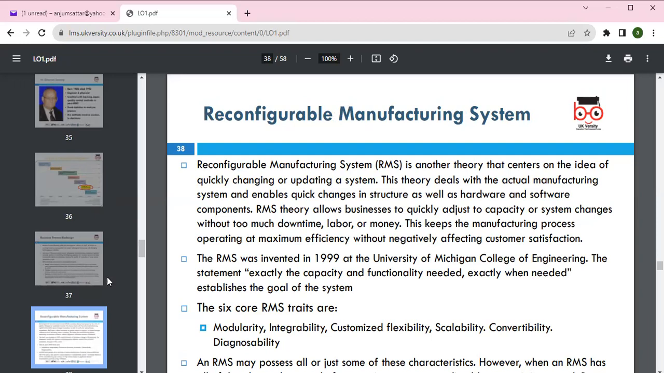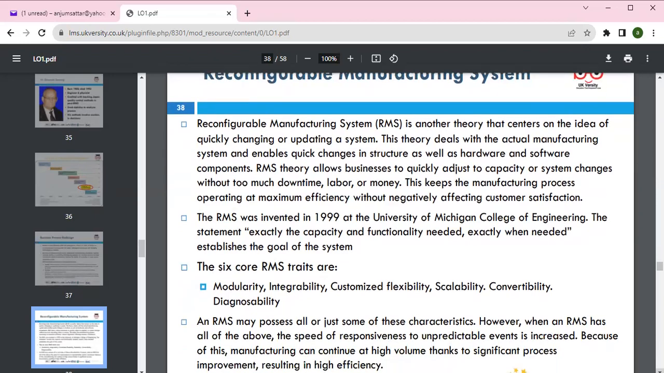We need to look around six core things within this model: modularity, interchangeability, customized flexibility, scalability, convertibility, and organizability. That's what we need to look around to make our system smooth and to achieve the desired objective.